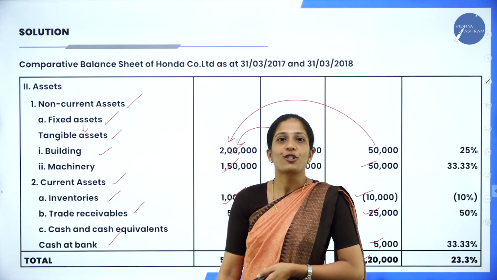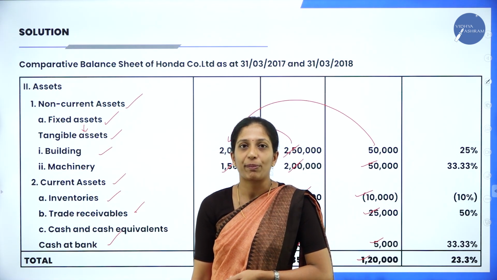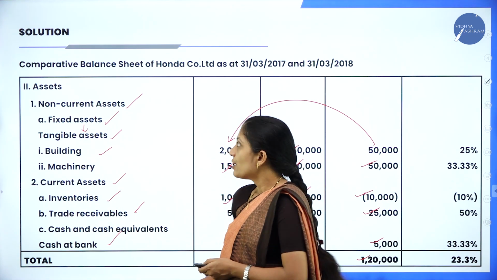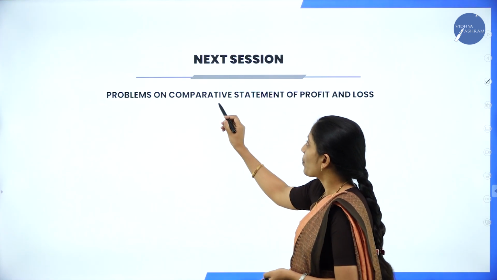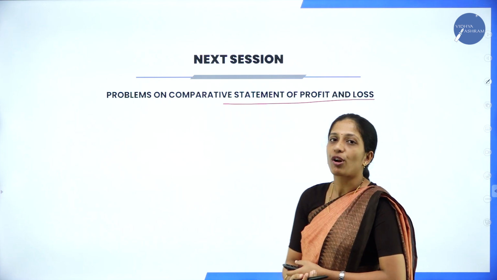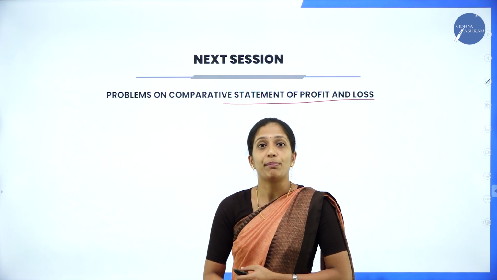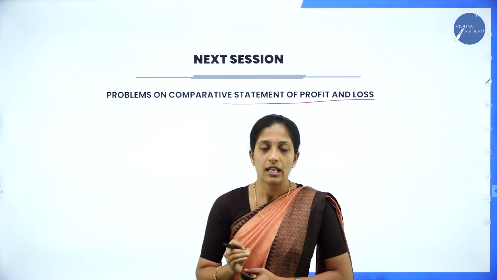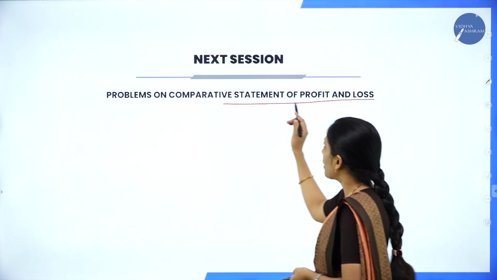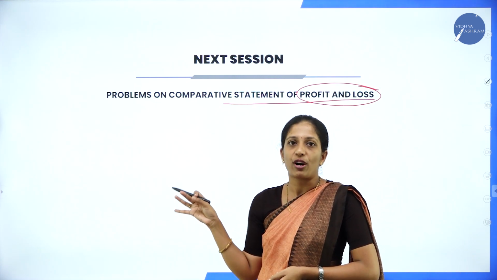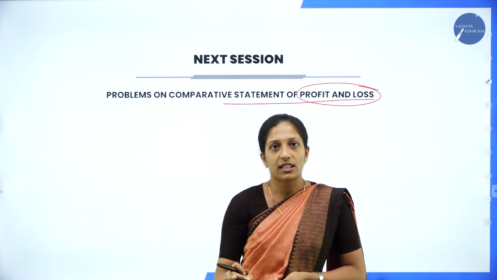So we have solved almost 3 problems. These are all question paper problems that they have asked in your final examination. In my next session, we shall solve a problem on comparative statement of profit and loss. Today we have discussed the comparative balance sheet. In the next class, we shall discuss the comparative statement of profit and loss. So this is also important. The calculations and columns, everything is the same.